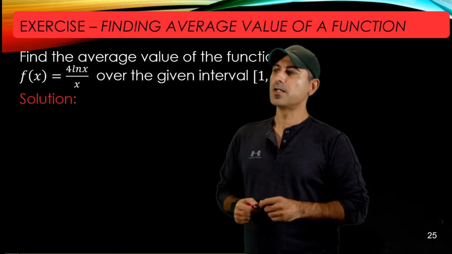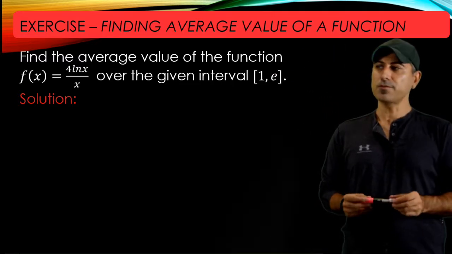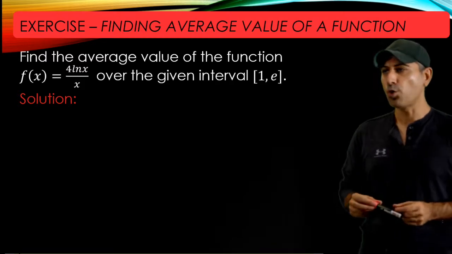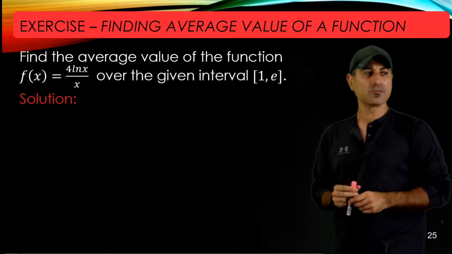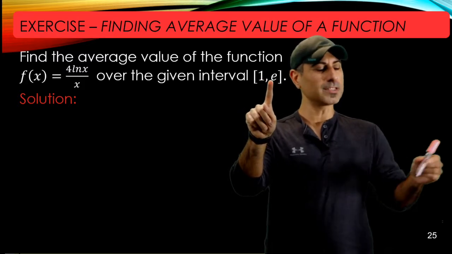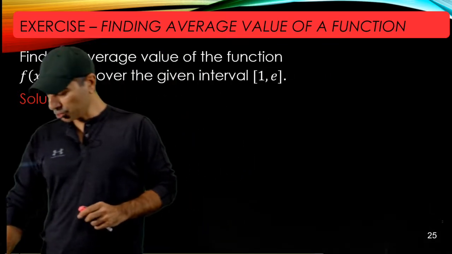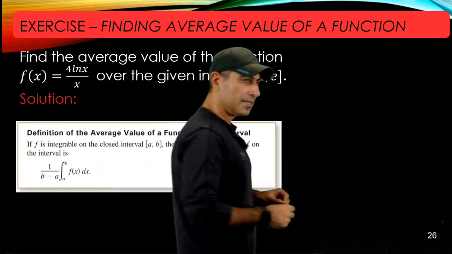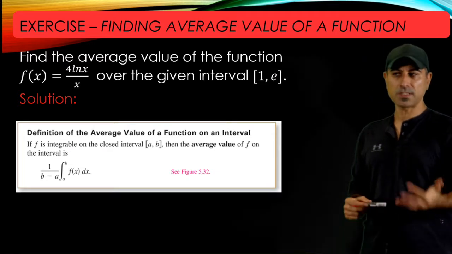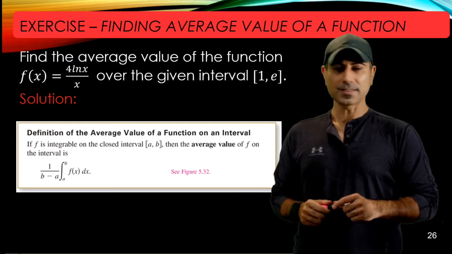So before we hit the road, let's just read the question statement. It's asking to find the average value of the function ln x divided by x over the interval 1 and e. And remember that e is a special number, Euler's number, that's 2.71 with a lot of decimal places after that. And I want to show you the definition of the average value of a function on an interval. This was something that we covered in an earlier section. That's why I wanted to recall this definition here.